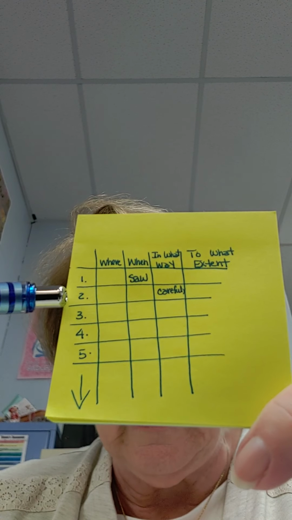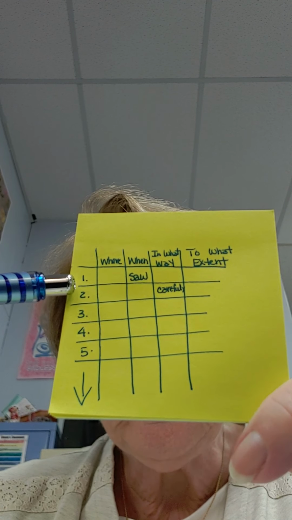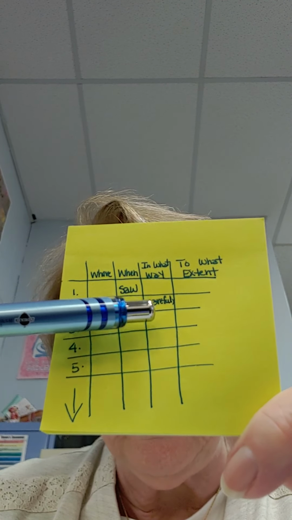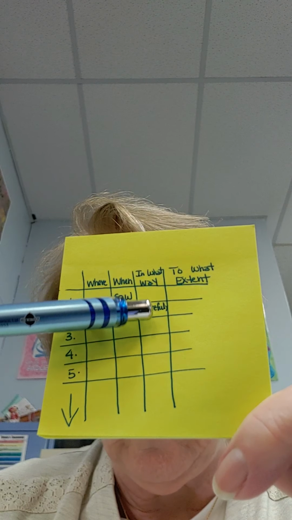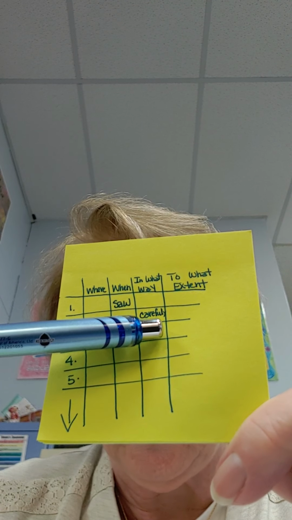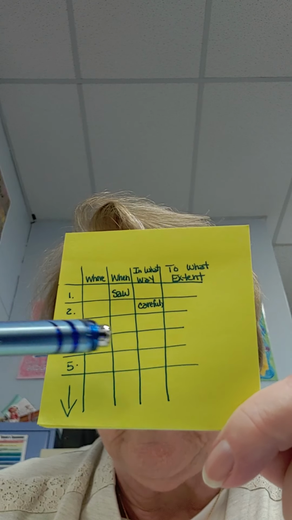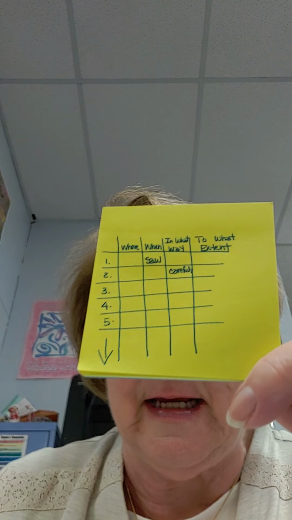It's very dry in here when the air conditioner comes on. Number 2, the adverb is carefully, and it is in what way? So it answers that question. So I'm just putting it. Then number 3, you'll put it in whichever column, 4, 5, and etc.